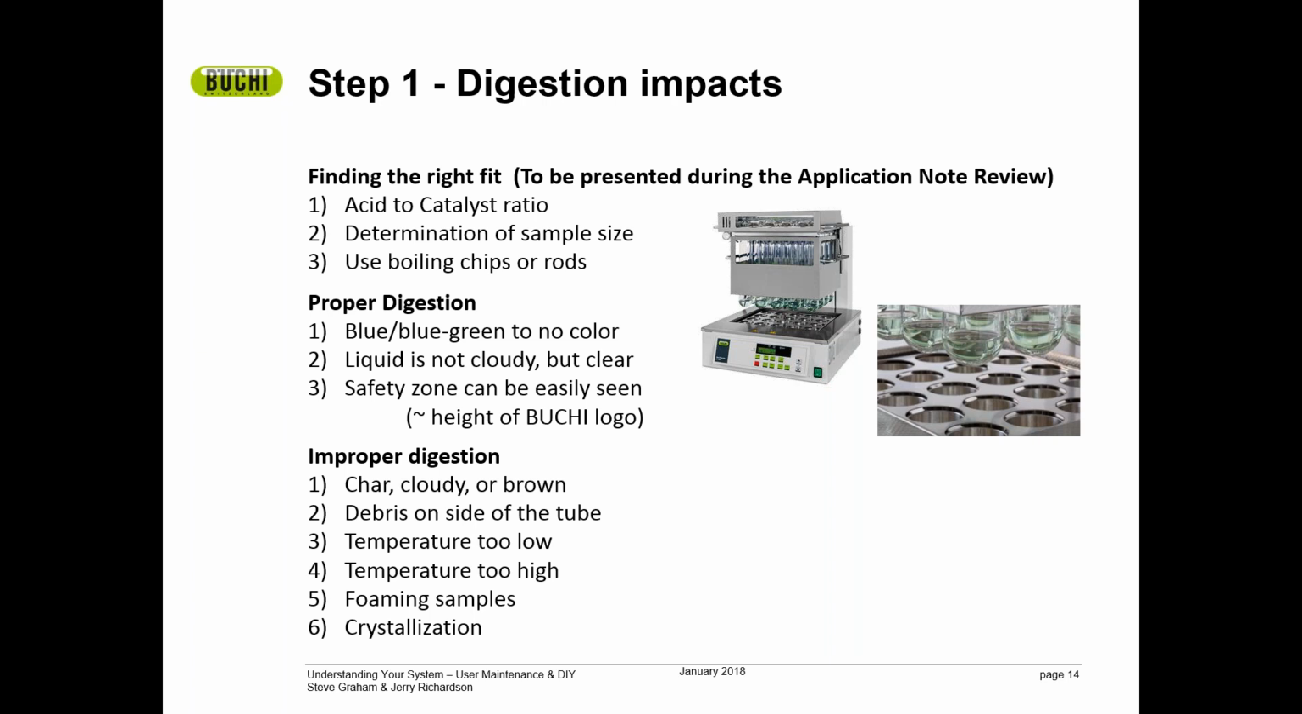When you get through with the digestion, you should end up with a very light blue or blue-green sample that is clear. It should not be cloudy, and it certainly should not have any charred or black or brown portions. If it does, that's an incomplete digestion. Some of the reasons for that incomplete digestion can be the temperature is too low, the temperature is too high, foaming of the sample, or crystallization of the sample.